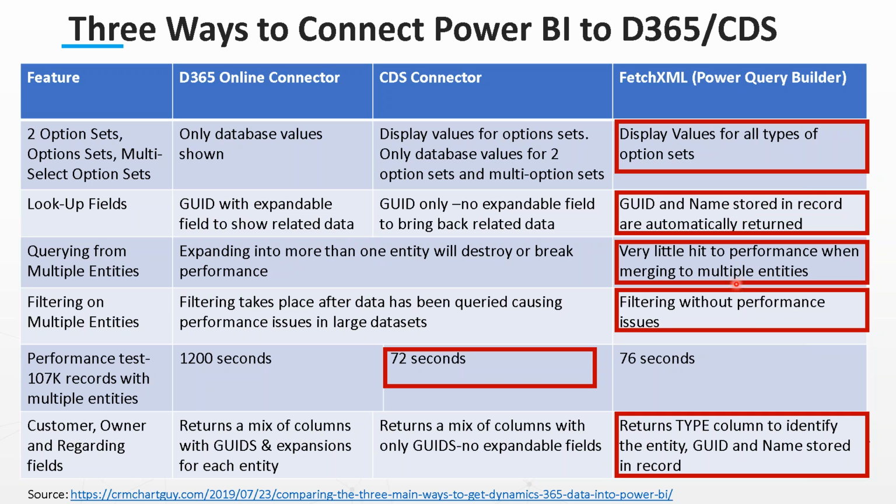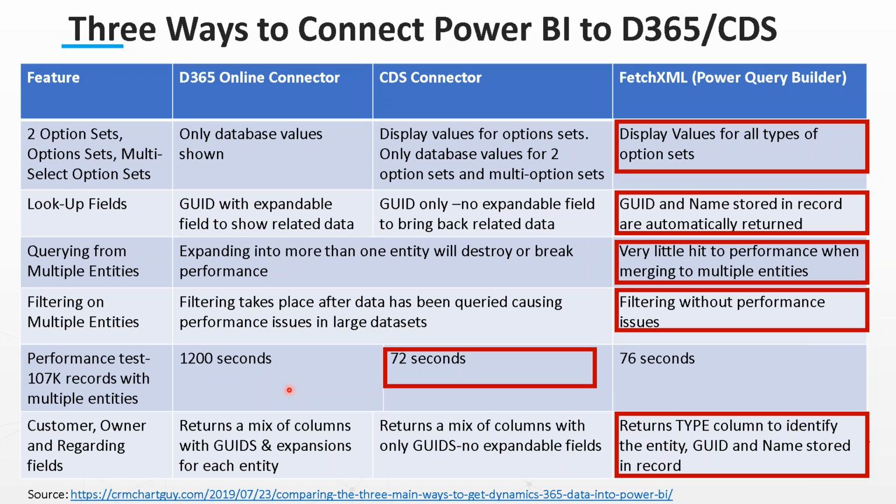When querying from multiple entities, those merges, this is the area where your queries really start to eat up performance, and any performance enhancements that you can get in this area will make your queries run better and often prevent them from breaking. And I'm going to come back to that in a second when we talk about performance. You can see on the performance testing that the Dynamics 365 connector, the most commonly used connector in this world, has really horrible performance.